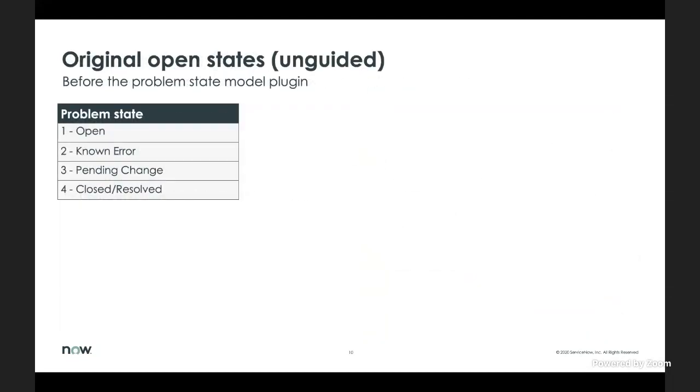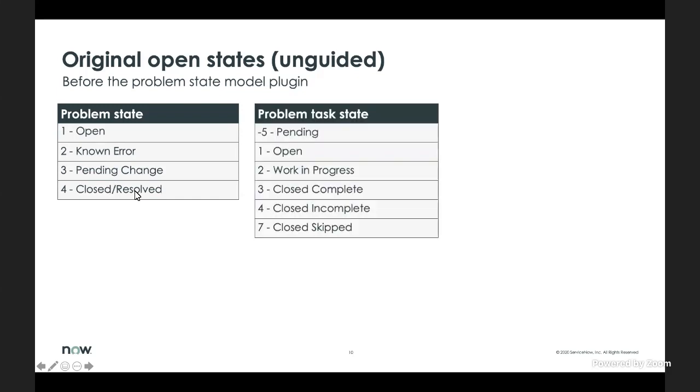So before we had the problem state model, what did things look like? This might be how your system looks today, unless you've gone off and modified it. There were 4 states that we shipped originally: an open state, a known error state, a pending change, and a closed resolve state. And from the problem task, we had 6 states: pending, open, work in progress, and then 3 types of closed: closed complete, incomplete, and skipped.